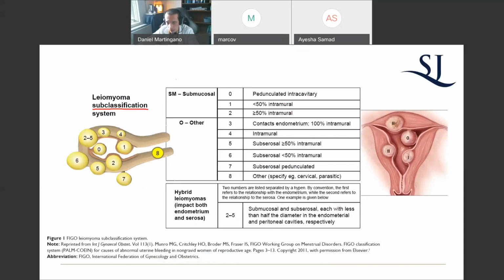Okay. Fibroids that are more in the cavity are going to have more bleeding associated with them, as opposed to say 6, which is your subserosal, where it's mainly on the outside, or even your pedunculated 7, that is going to present with more bulk symptoms like early satiety or urinary frequency.